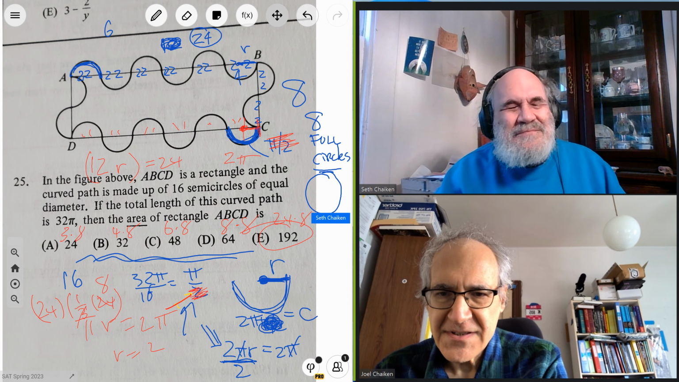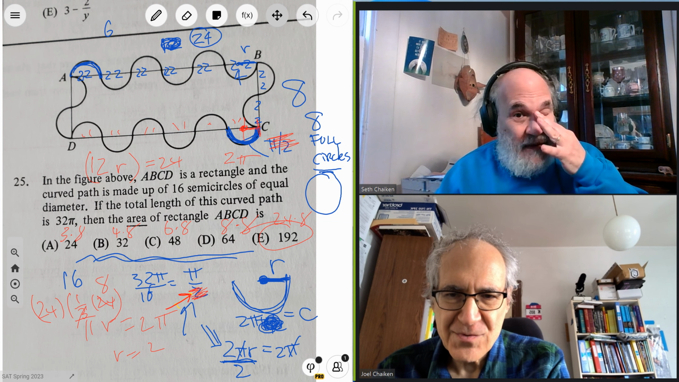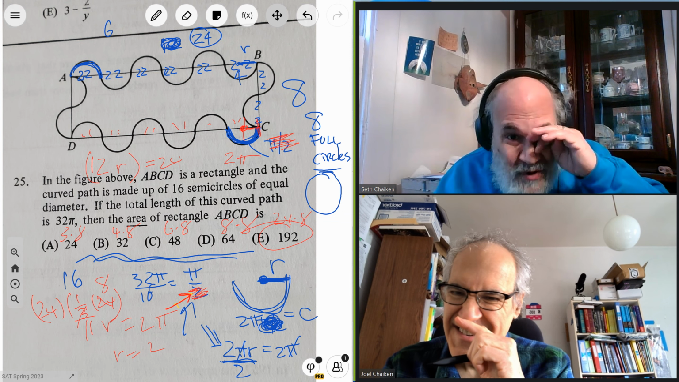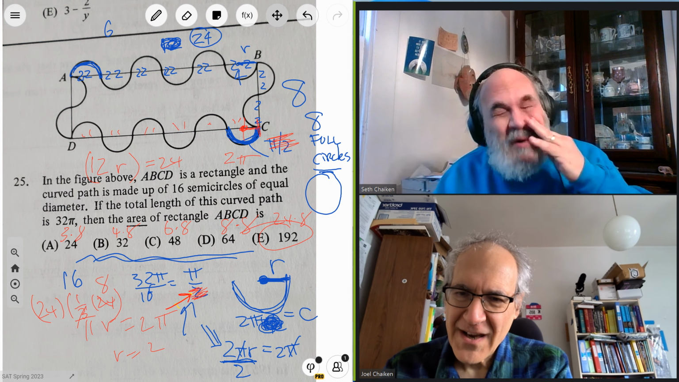If I kept this mistake right there, I would have been off by a factor of 4, because instead of 2 pi, it's pi over 2. So I would have been off by a factor of 4. That's 6 times 4. So my radius.